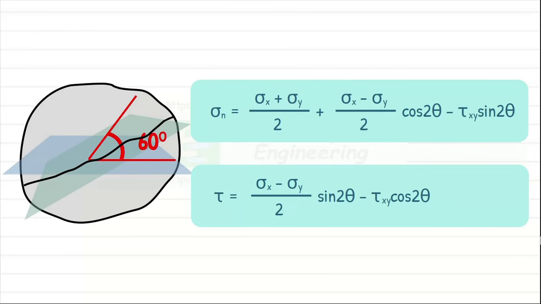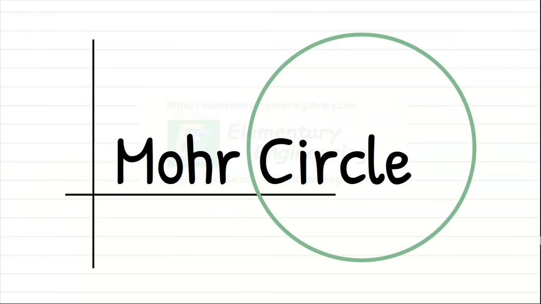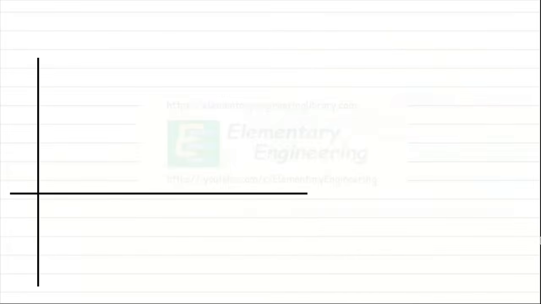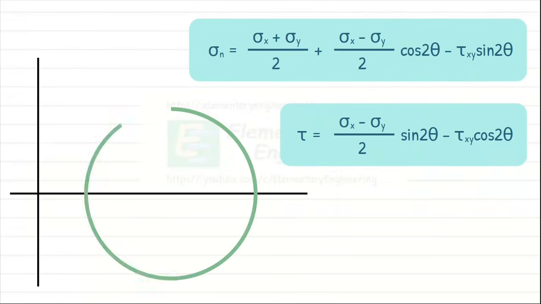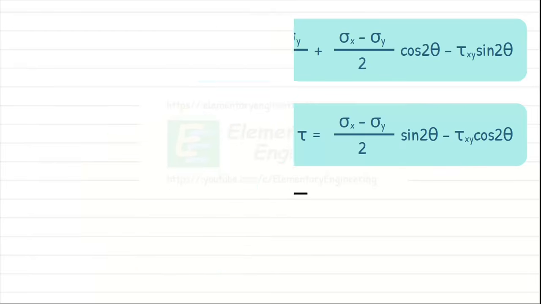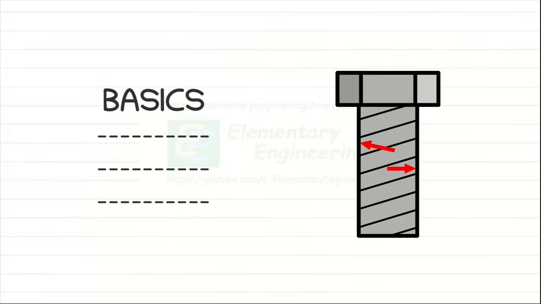So instead of doing that repeatedly, we use a very powerful and elegant method, Mohr Circle. It's basically a visual shortcut. It converts all those heavy equations into a simple diagram. And honestly, if you can draw a circle, you can find the stress at any angle. And eventually, it helps us understand where failure is most likely to occur. So let's begin with the basics and look at what's actually happening inside our bolt.